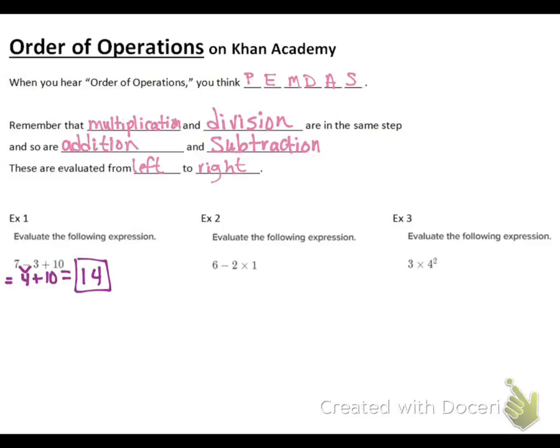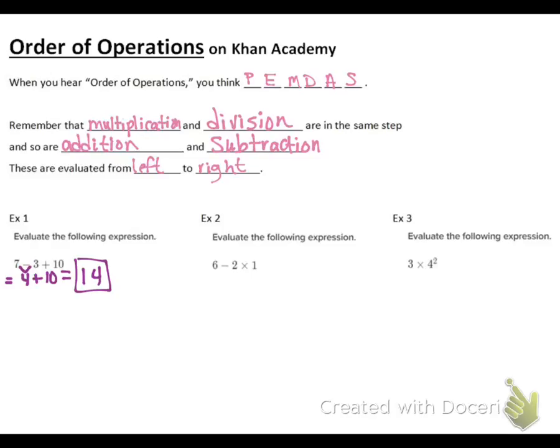Okay. So now we're going to evaluate the following expression, example number 2. I know I tell you guys don't use the x to show multiplication, but Khan Academy is going to use the x to show multiplication. So it's going to be 6 minus 2 times 1.